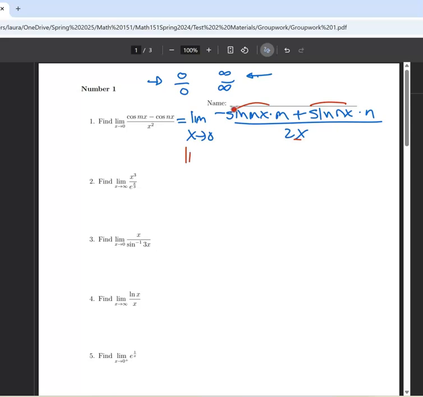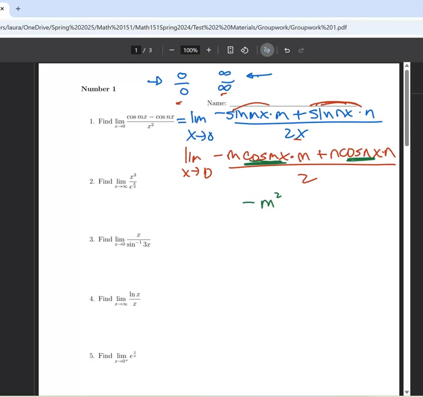It is necessary to do L'Hopital's again. So as long as you have this or this form, you do L'Hopital's. I'm going to carry the negative m along. Take the derivative of sine, that's cosine of mx times another m, and then taking the derivative here, I'm going to carry the n along, take the derivative of sine, I get cosine of nx times another n all over a 2. Now when I plug in x equals 0, cosine of 0 is 1, so I get negative m squared, cosine of 0 is 1, plus an n squared all over a 2.